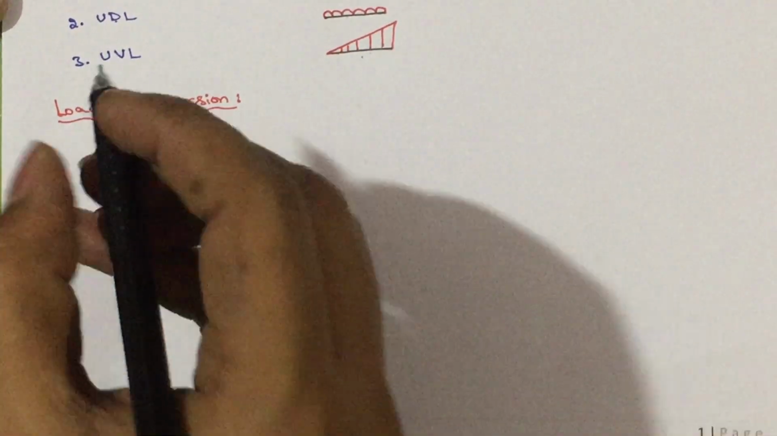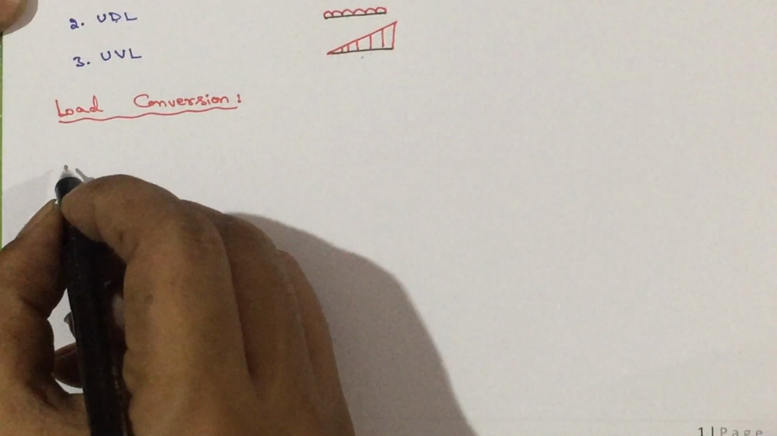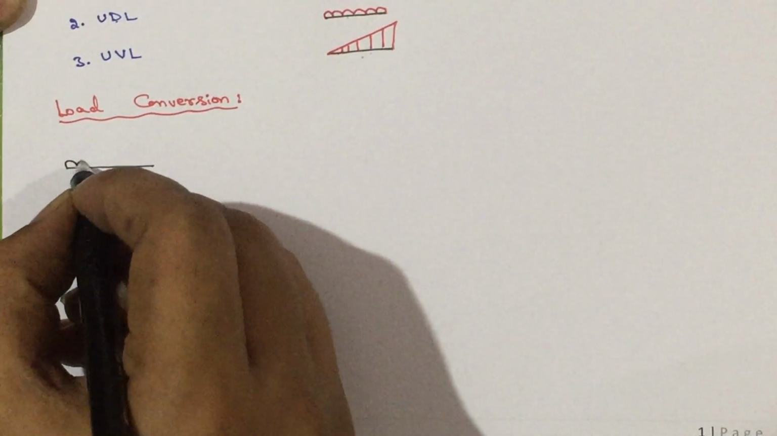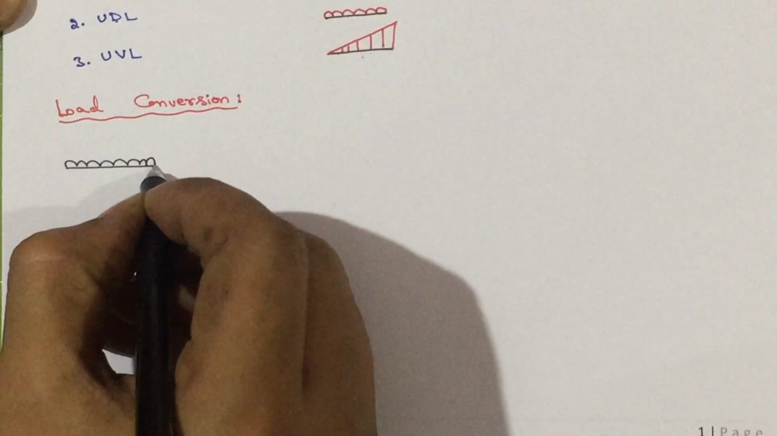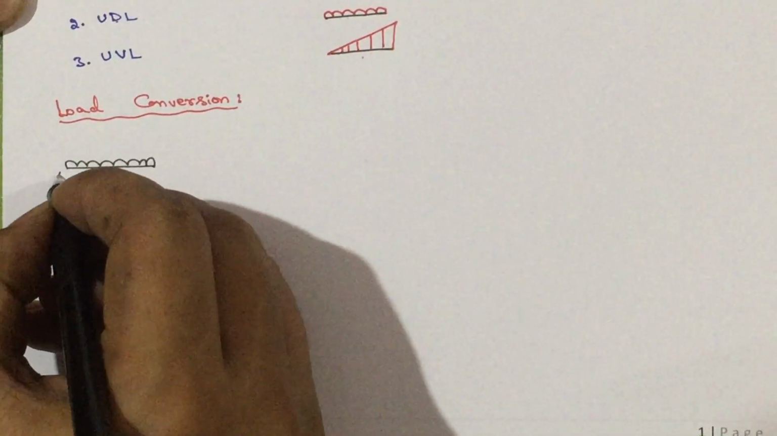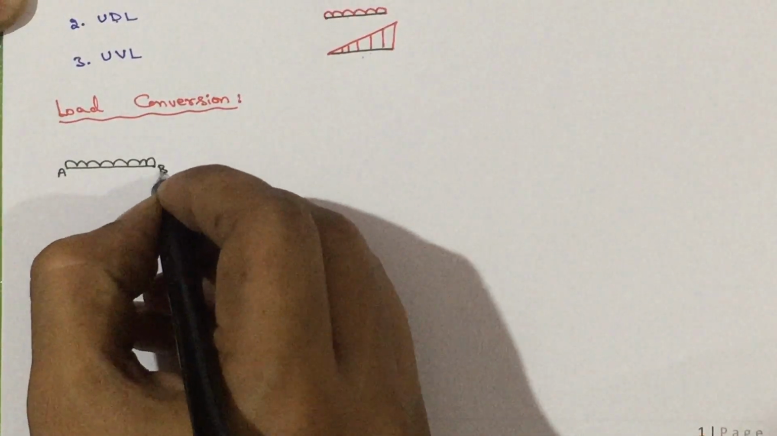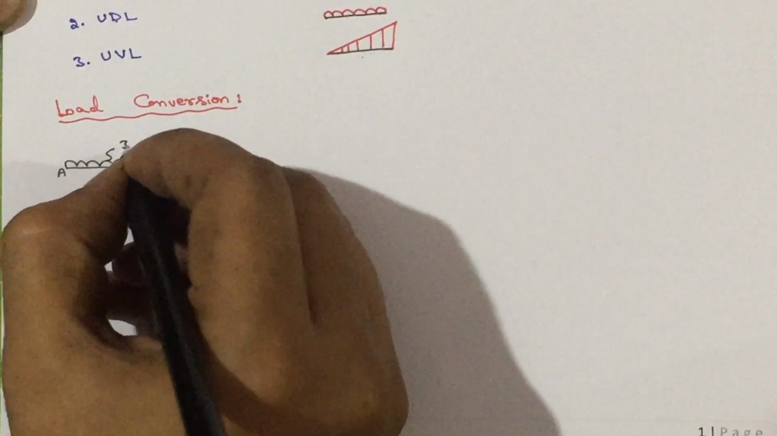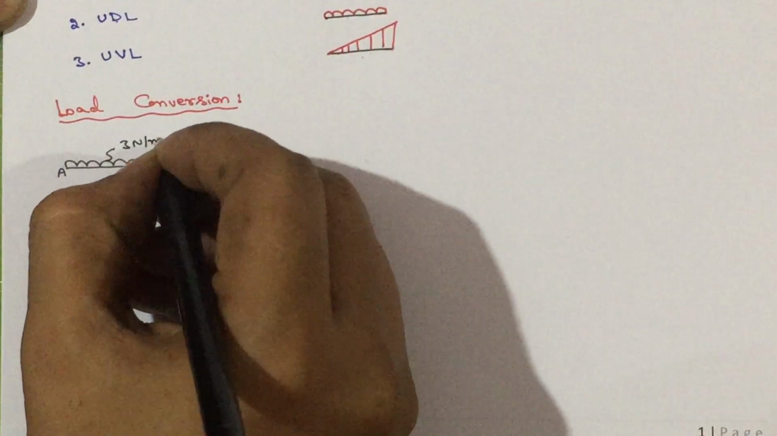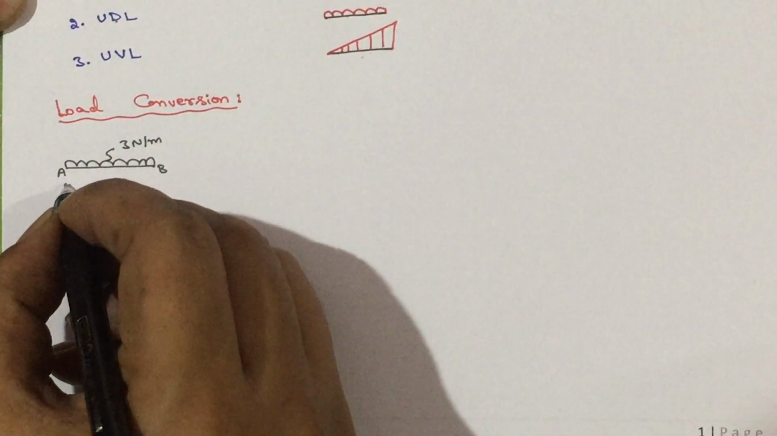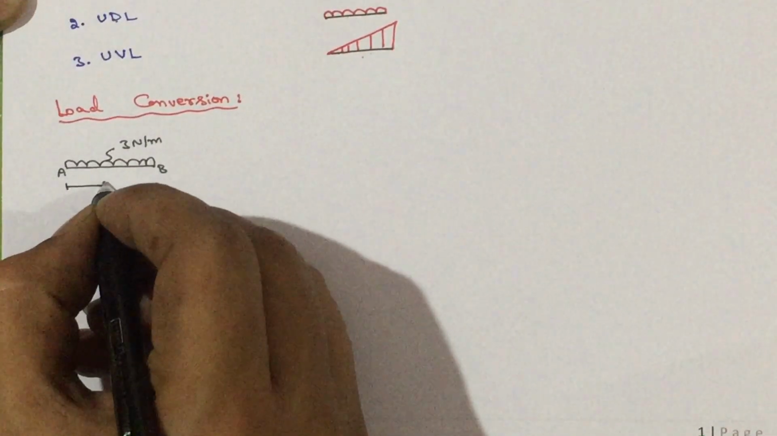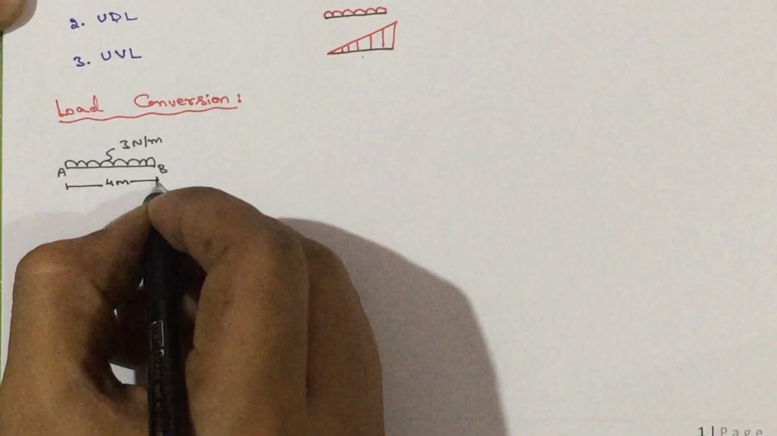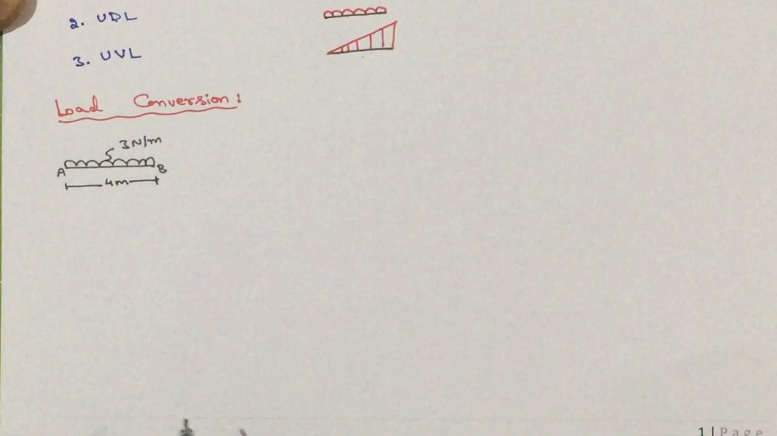Now, take the UDL. This is A point, B point, and let the load be some 3 Newton per meter. It is the load intensity, and let the distance be some 4 meter. This is one case.